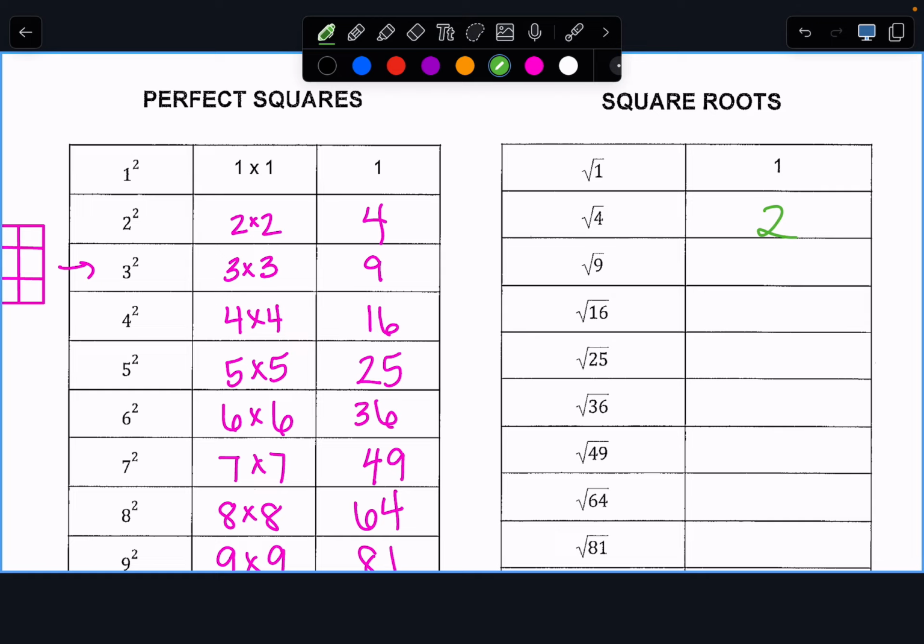If I'm asking you for the square root of 9, I'm asking you what number squared is 9. 3 squared is 9, so the square root of 9 is 3.